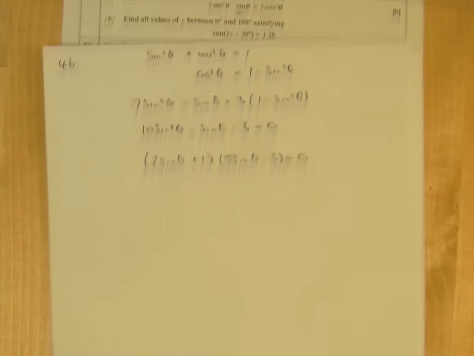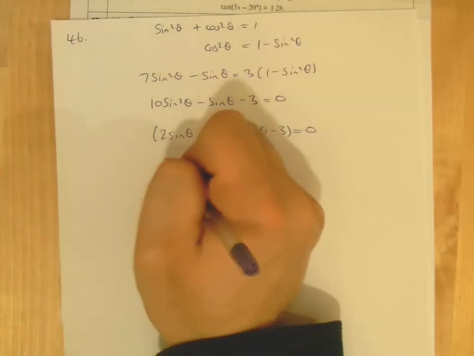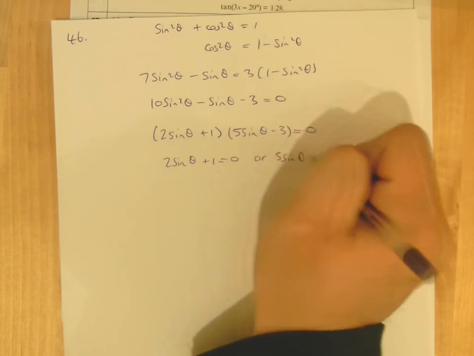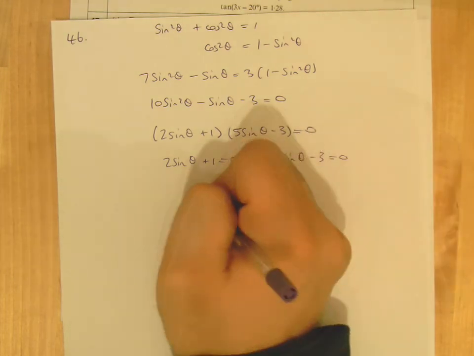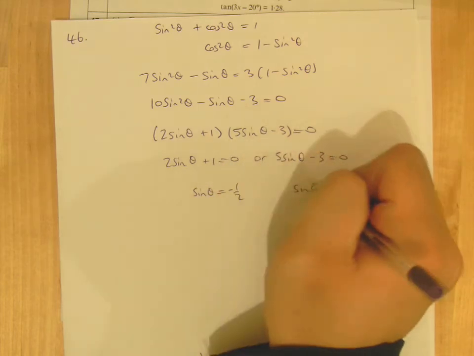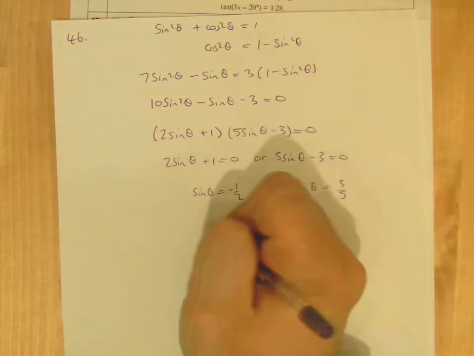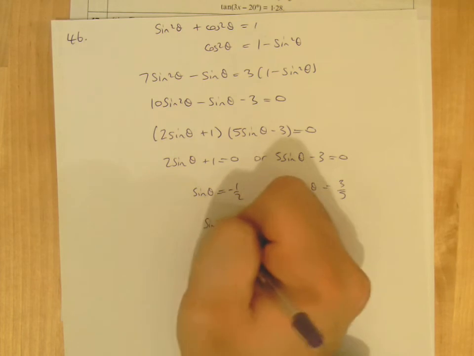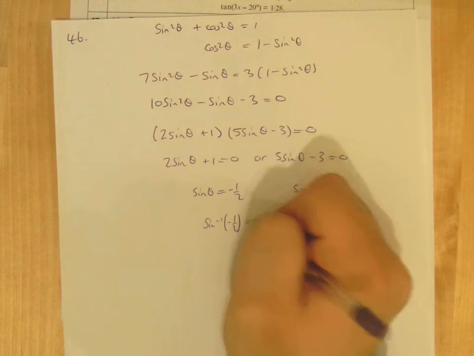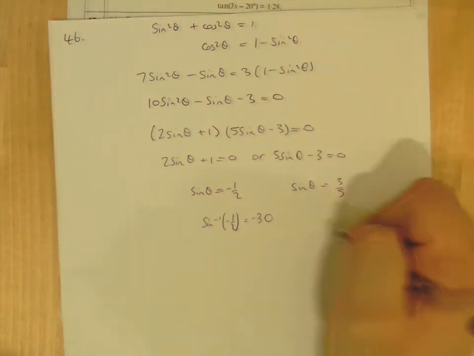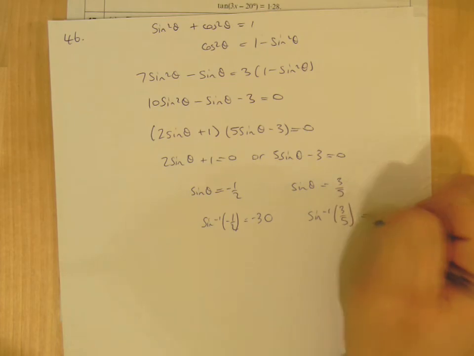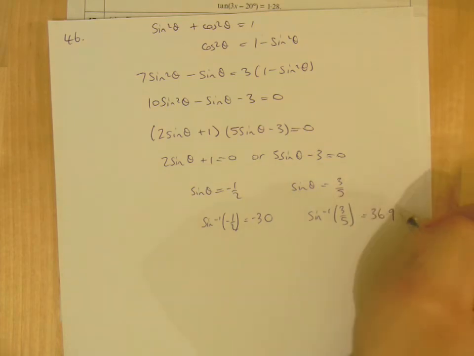Then you say either the first one is 0 or the second one is 0. So sine theta equals minus a half, or sine theta equals 3/5. So sine to the minus 1 of minus a half, work that out in your calculator. It actually comes out as minus 30. Sine to the minus 1 of 3/5, work that out in your calculator. It actually comes out as 36.9.